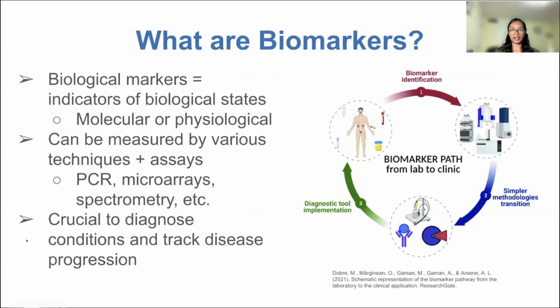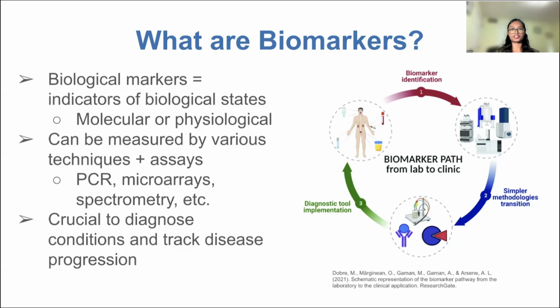So firstly, what are biomarkers? Biological markers are indicators of biological states and are often molecular or physiological identifiers that can be measured using various techniques and assays from tissues. Biomarkers are crucial to the early diagnosis of disease and tracking disease progression. And the diagram on the right shows the global vision of the biomarker pathway from collection to clinical applications.